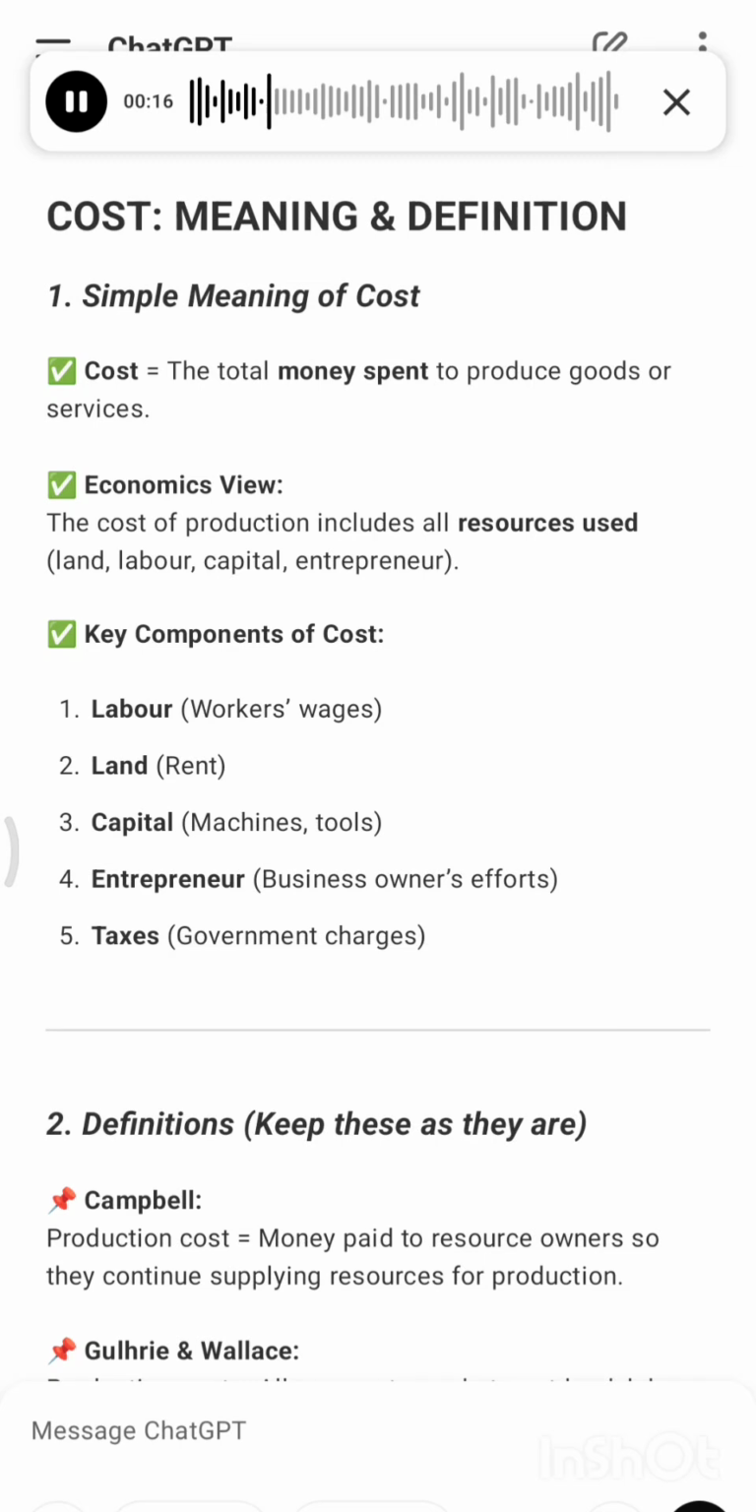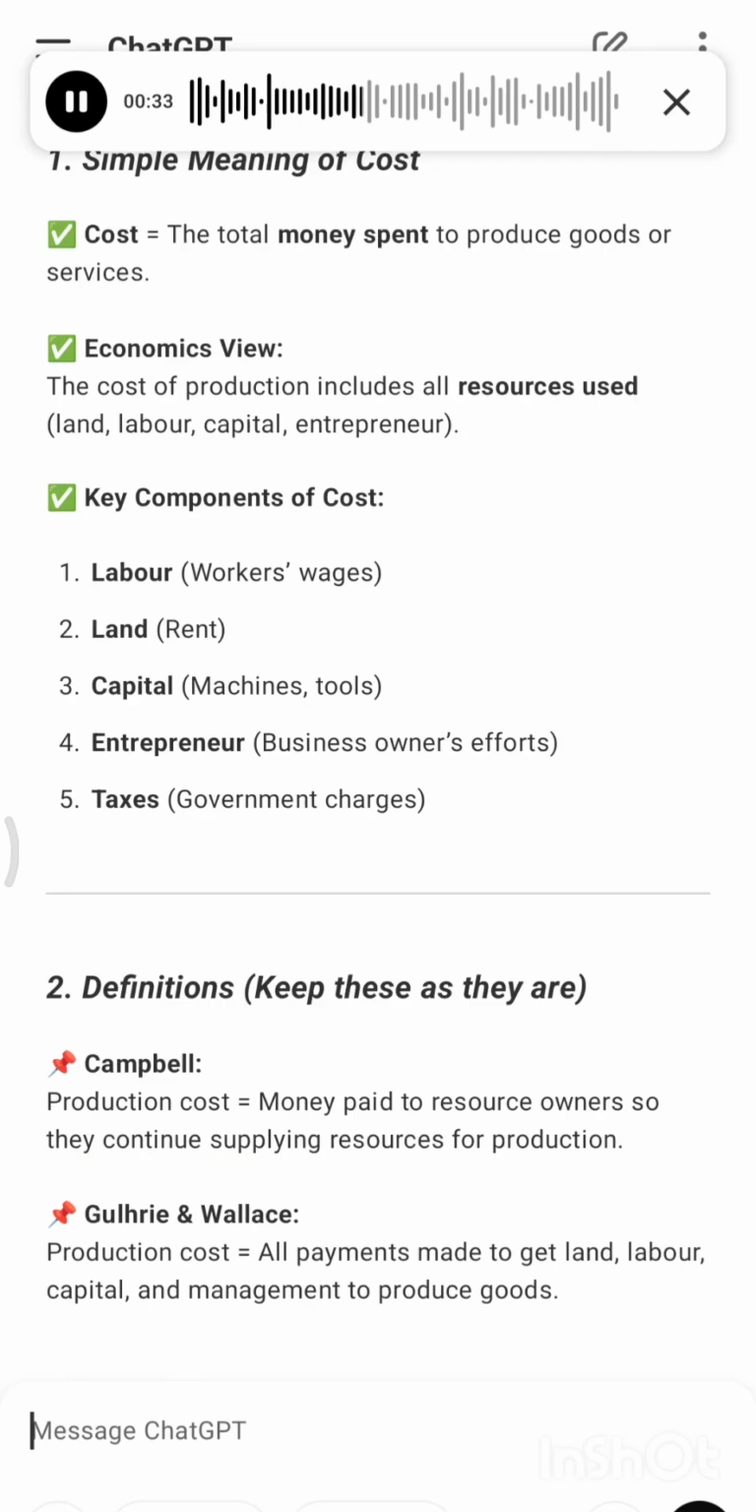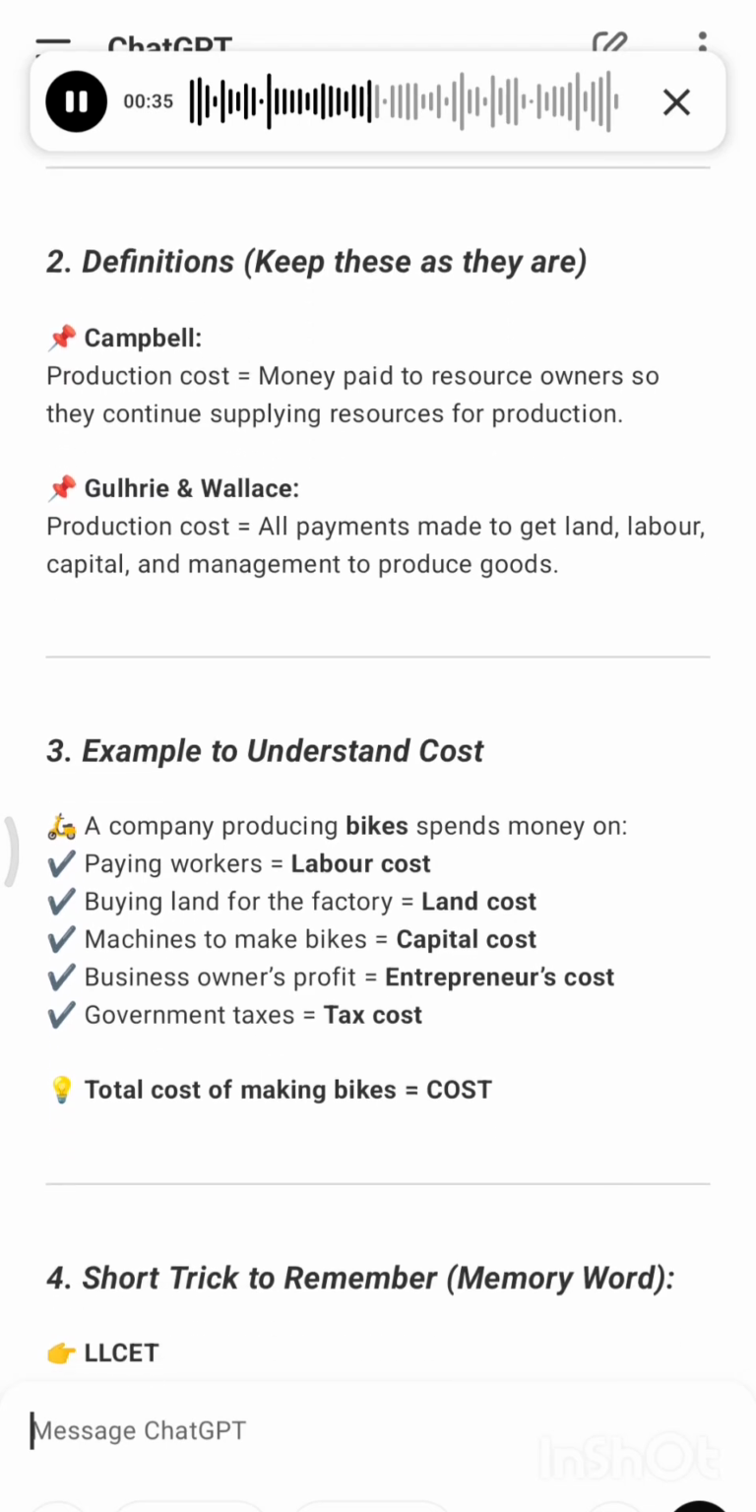Labor, workers' wages. 2. Land, rent. 3. Capital, machines, tools. 4. Entrepreneur, business owner's efforts. 5. Taxes, government charges. 2. Definitions, keep these as they are. Campbell: production cost equals money paid to resource owners so they continue supplying resources for production. Gullery and Wallace: production cost equals all payments made to get land, labor, capital, and management to produce goods.